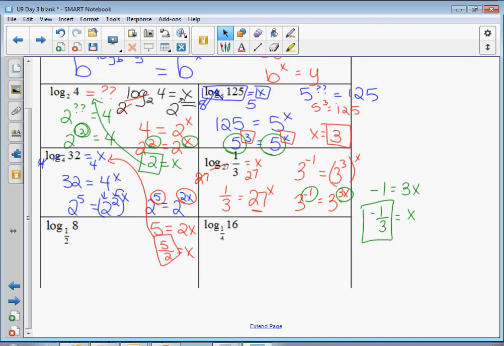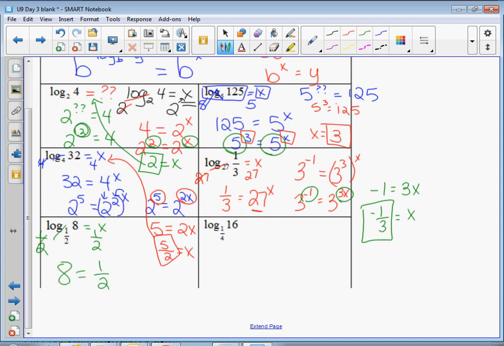Log base 1/2 of 8. Let's say it equals x. On both sides, I'm going to write the base of 1/2. So 1/2 to the x power. Over here we cancel. 8 equals 1/2 to the x. Convert these so they have the same base. I know 2 cubed is 8. I know 2 to the negative 1 power is the same as 1/2. So we raise that to the x power. 2 cubed equals 2 to the negative x.